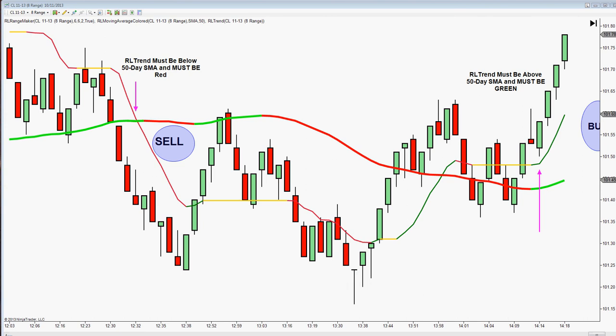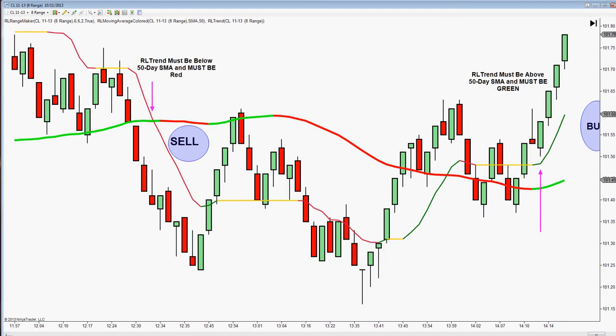So the opposite must be true for a short. For a short, we must be below the 50-day simple moving average. The Right Line Trend must be below the 50-day SMA, and it must be red. So as the Right Line Trend line crosses below the 50 here, if we got a signal to go short, we would take it because market structure would be appropriate.